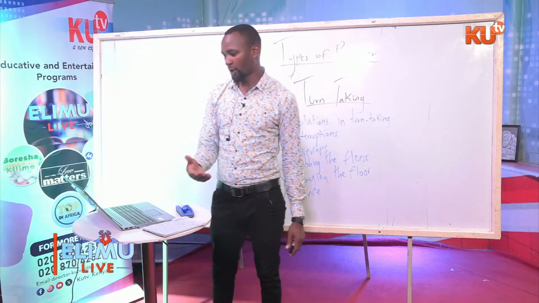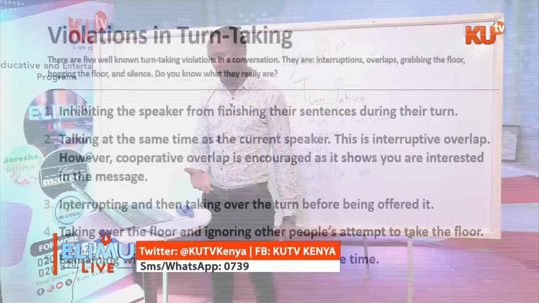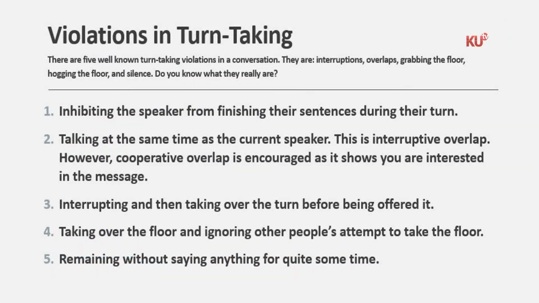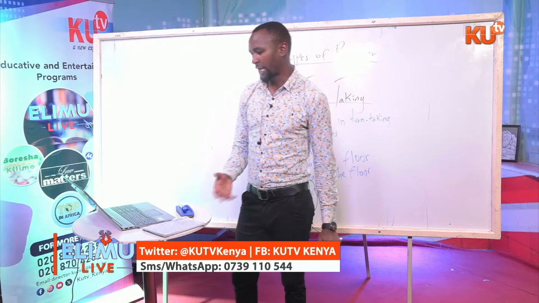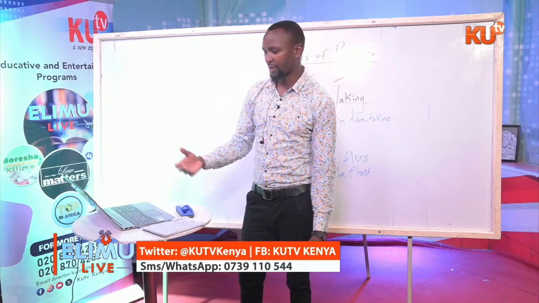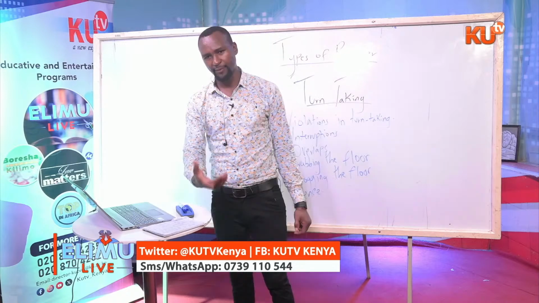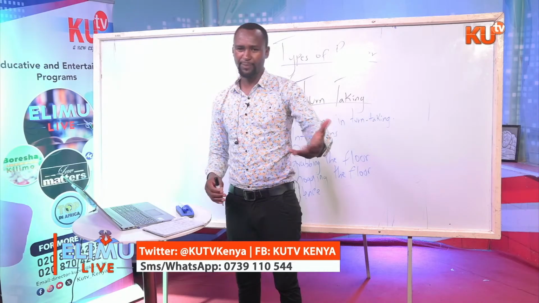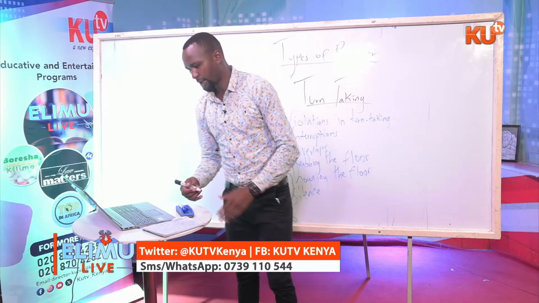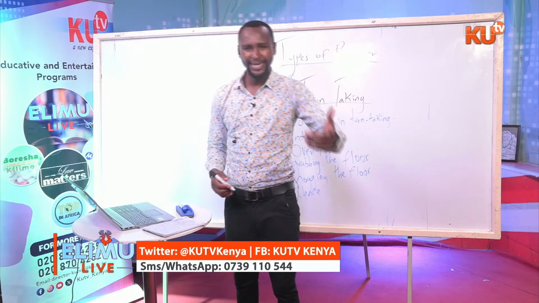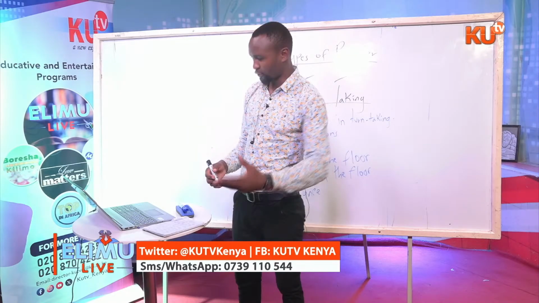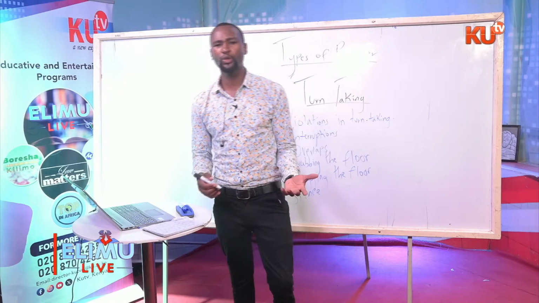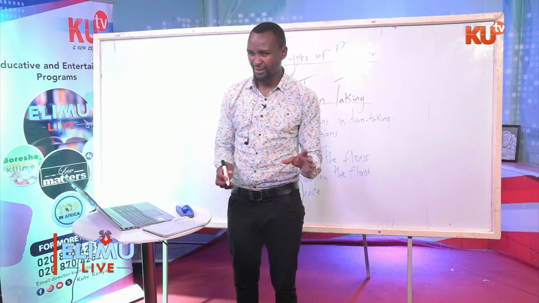There is what we call the interruptive overlap. Interruptive overlap is a negative. We can have some cooperative overlap. That is encouraged to show that you're interested in the message. What cooperative phrases can you use? You can say, before I forget. That is interrupting politely. I don't like to interrupt, but, and then you say what you wanted to say. I wouldn't usually interrupt, but, that is also another phrase you can use.